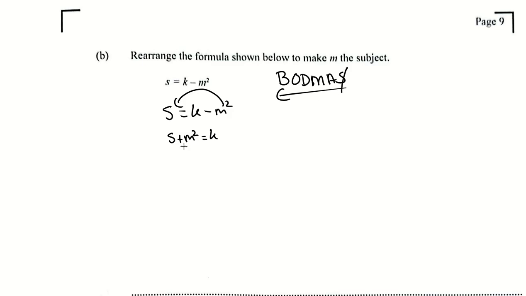Is there addition? Yes. You want M by itself, so you're going to carry this across. M squared is equals to K minus S. Is there multiplication? No. Is there division? No. Is there a power? Yes. If I carry this across, M is now going to be the square root of K minus S. And that is how you would make M the subject of the formula.